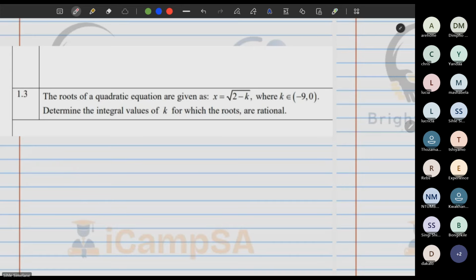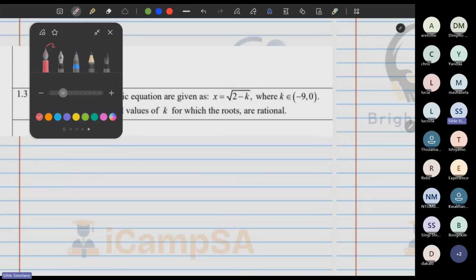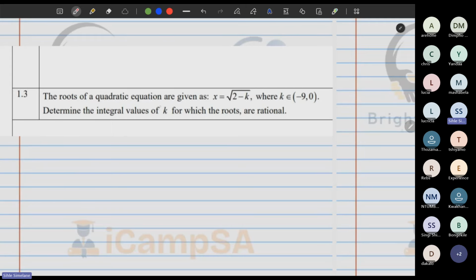Anyway, this is our last question, guys, and we are done with the paper. So now the statement reads, the roots of a quadratic equation are given as x equals square root of 2 minus k, where x is between -9 and 0. Then they say determine the integral values of k for which the roots are rational. Now, my question, guys, is what is rational?